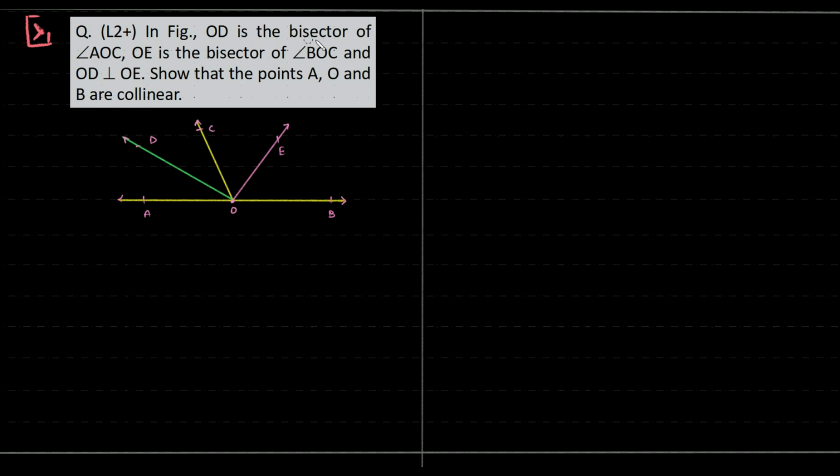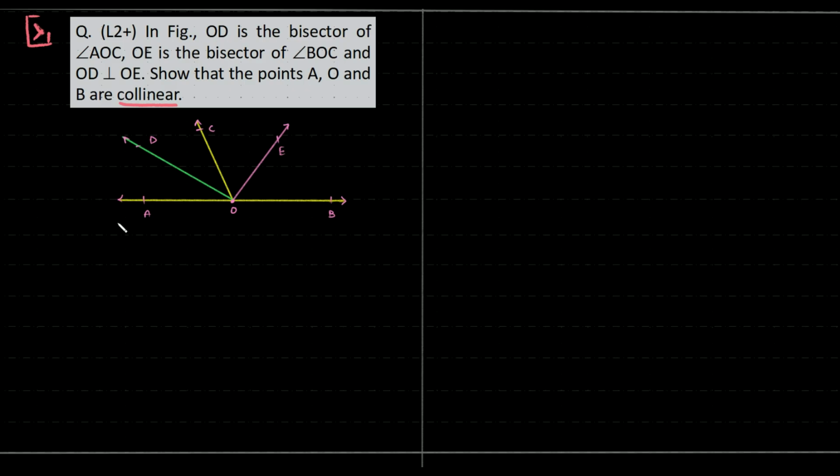In the figure, OD is a bisector of angle AOC and OE is a bisector of angle BOC, and OD is perpendicular to OE. Show that points A, O, B are collinear. What does collinear mean?